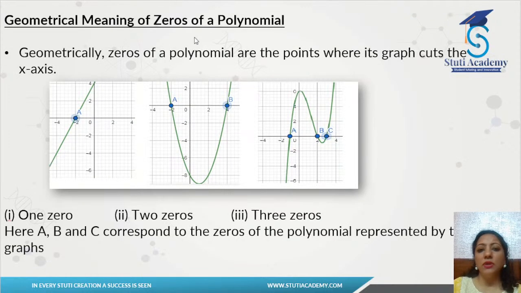Now coming to the geometric meaning of the zero of the polynomial. Geometrically, zeros of the polynomial are the points where its graph cuts the x-axis. For example, if I have this polynomial, I have made a graph of the same. It is cutting the x-axis at one point, so it has 1 zero. The points at which the graph cuts the x-axis are called zeros of the polynomial. Here the graph is cutting the x-axis at 2 points, so there are 2 zeros. Here the graph is cutting the x-axis at 3 points, so there are 3 zeros here.